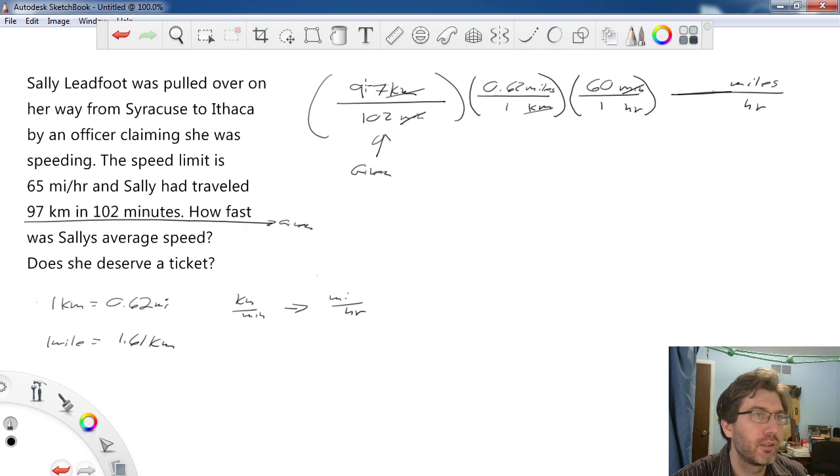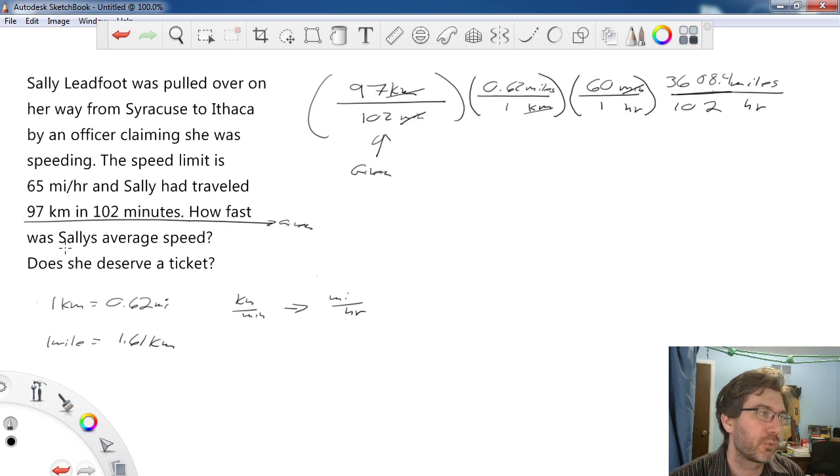So when I do my multiplication, I'm taking 97 times 0.62 times 60, and I'm getting 3,608.4 miles. And they do that in 102 hours. So in 102 hours, she's going this much distance. We want this as its unit rate, so we want to divide this and make it per 1 hour. And then once we get that, we're going to compare it to 75. If it was more than 75, she deserves a ticket. If it was less than 75, she does not deserve a ticket.